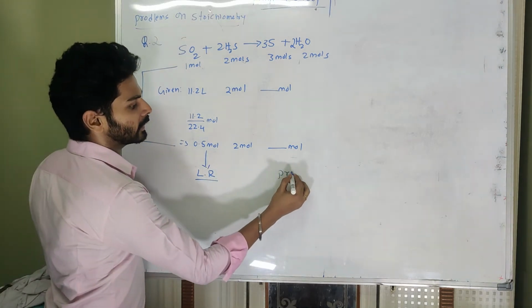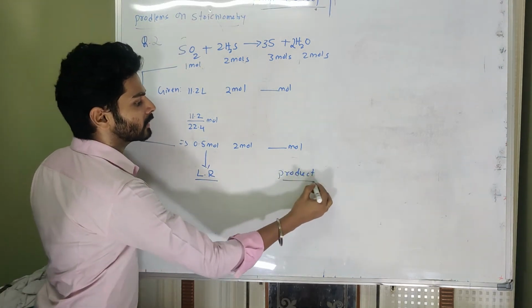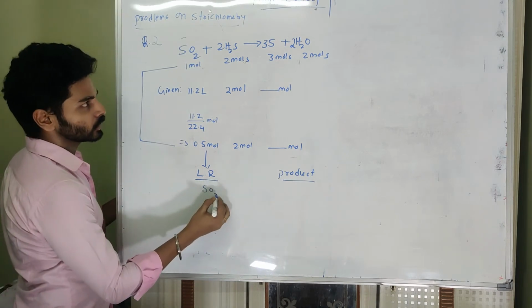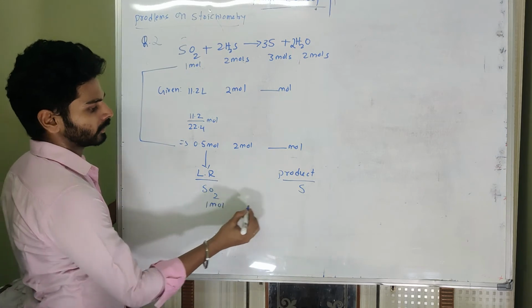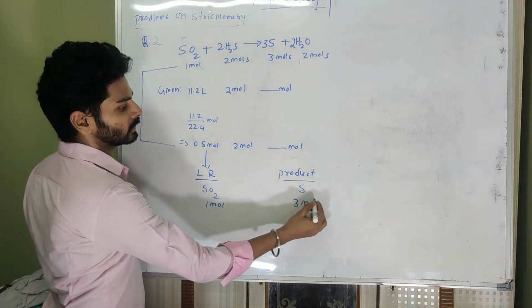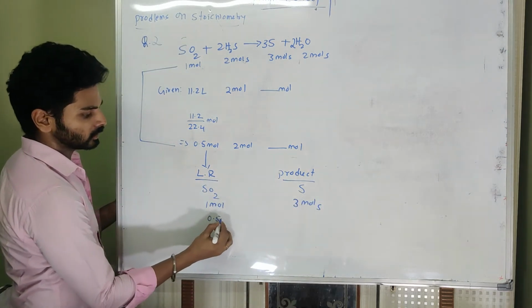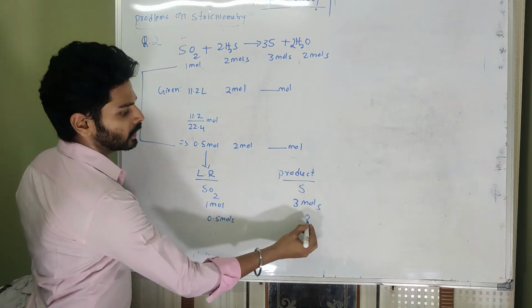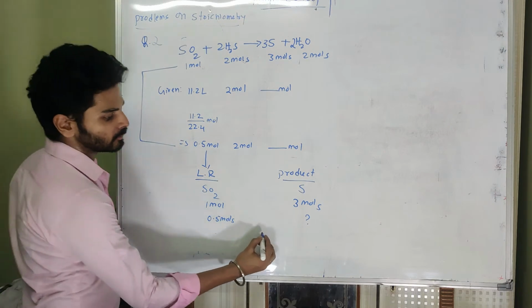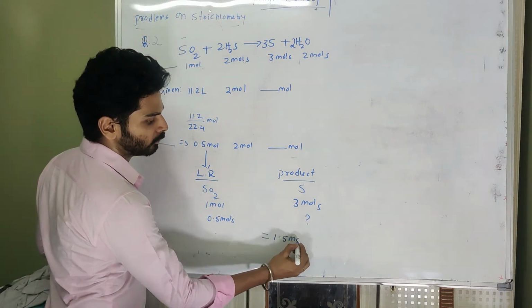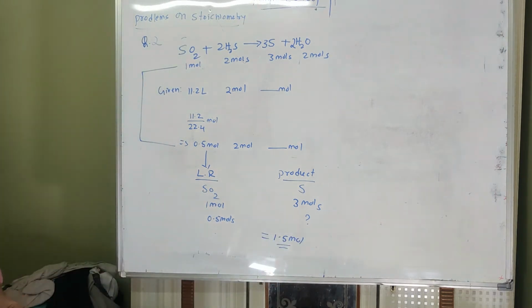Now I am comparing the limiting reagent with the product. The limiting reagent was SO2 and sulfur is the product. So 1 mole gives us 3 moles of this. So 0.5 moles will give how much? 1 mole gives 3 times more, so 0.5 mole gives 3 times more, which is 1.5 moles. That is the answer.